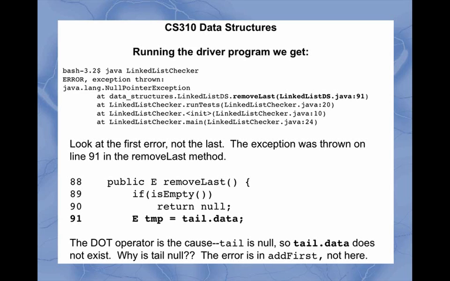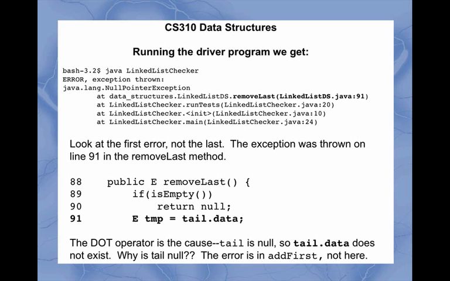So I've put this in bold. We have removeLast, LinkedListDS.java line 91. So looking at 91, we have eTemp equals tail.data. So what causes the null pointer exception, the crash, is the use of the dereference operator, the dot operator, on something that's null.